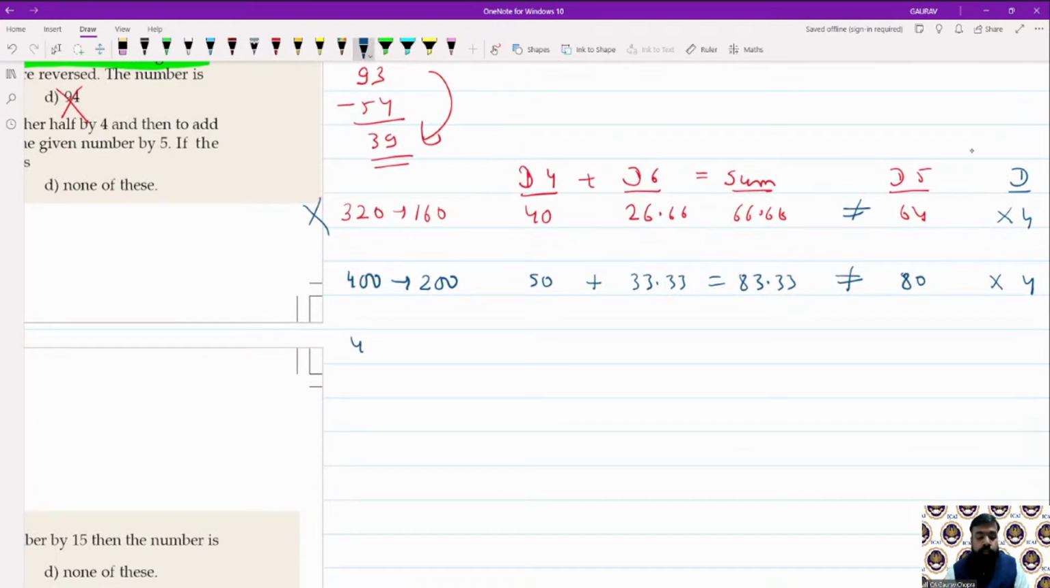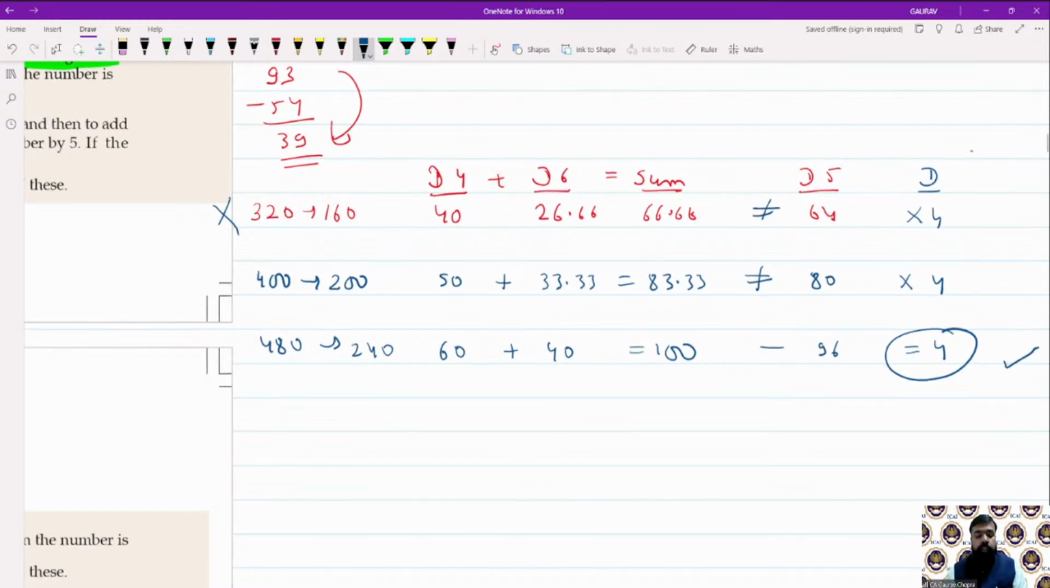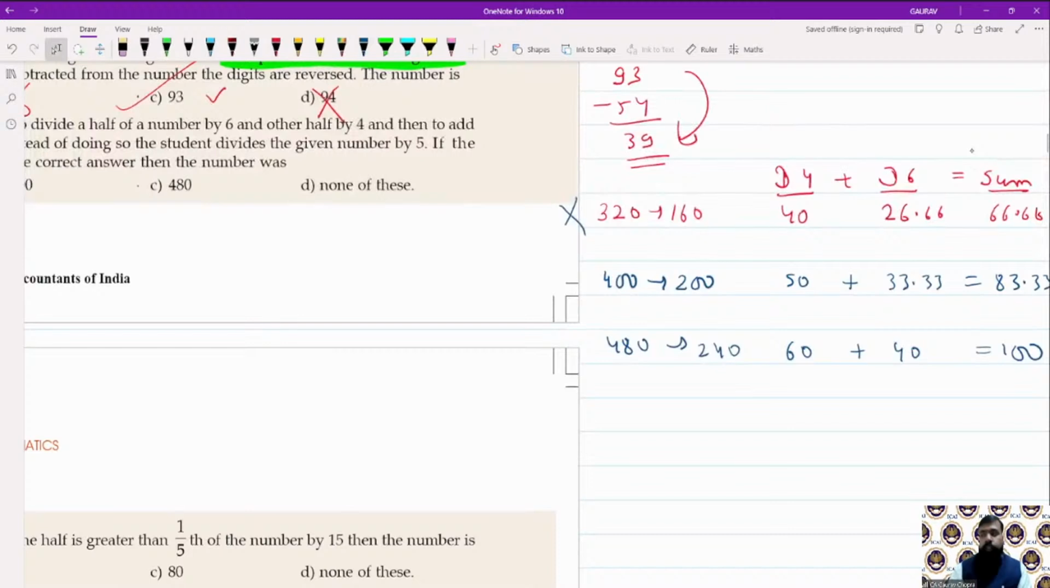Then comes the next option, 480. Half of 480 is 240. So 240 upon 4 is how much? 60. 240 upon 6 is how much? 40. Sum will be 100. Now, if we divide the whole number by 5, we are getting 96. And now the difference is exactly equal to 4. That means this is satisfying the condition. So 480 will be the correct answer. That is option number C.